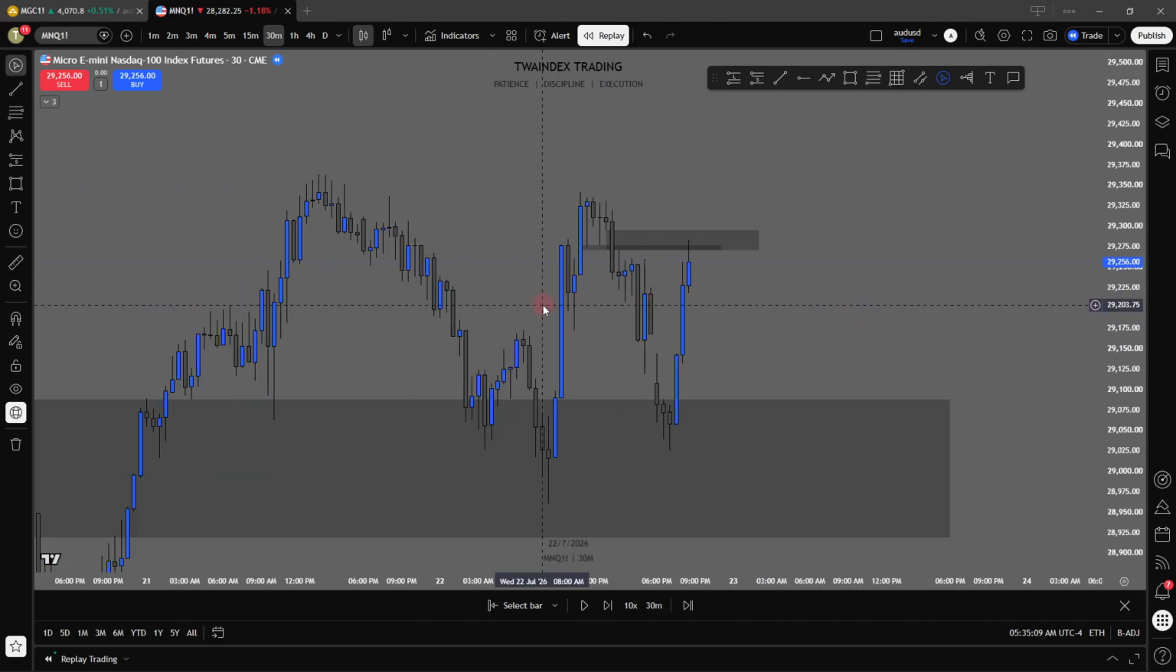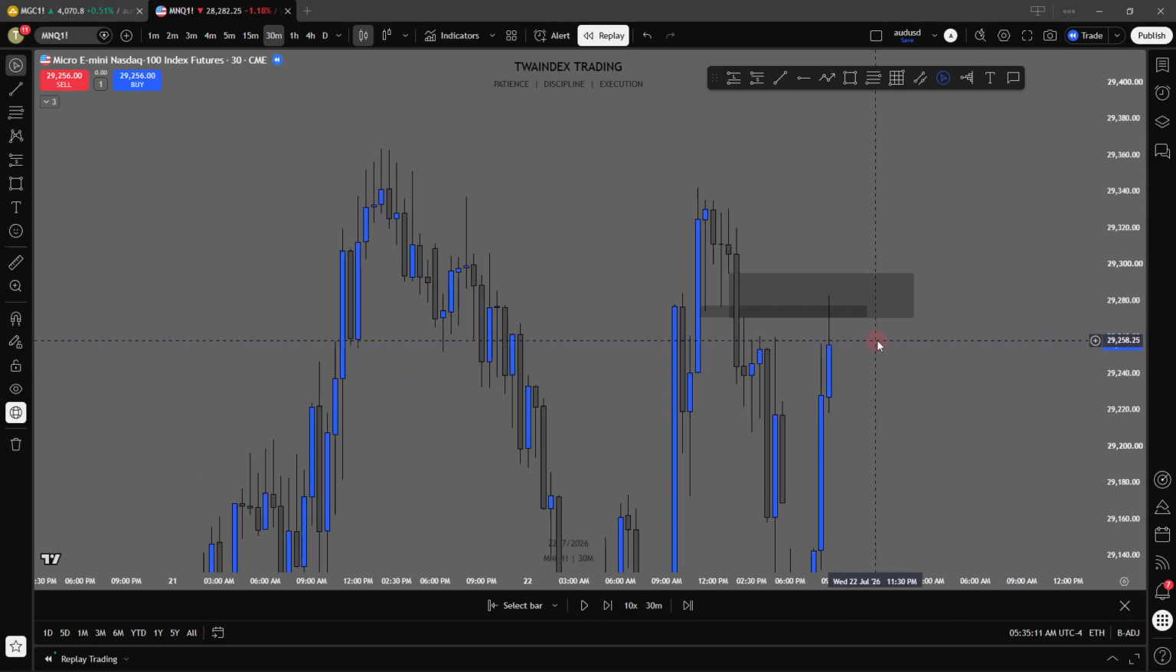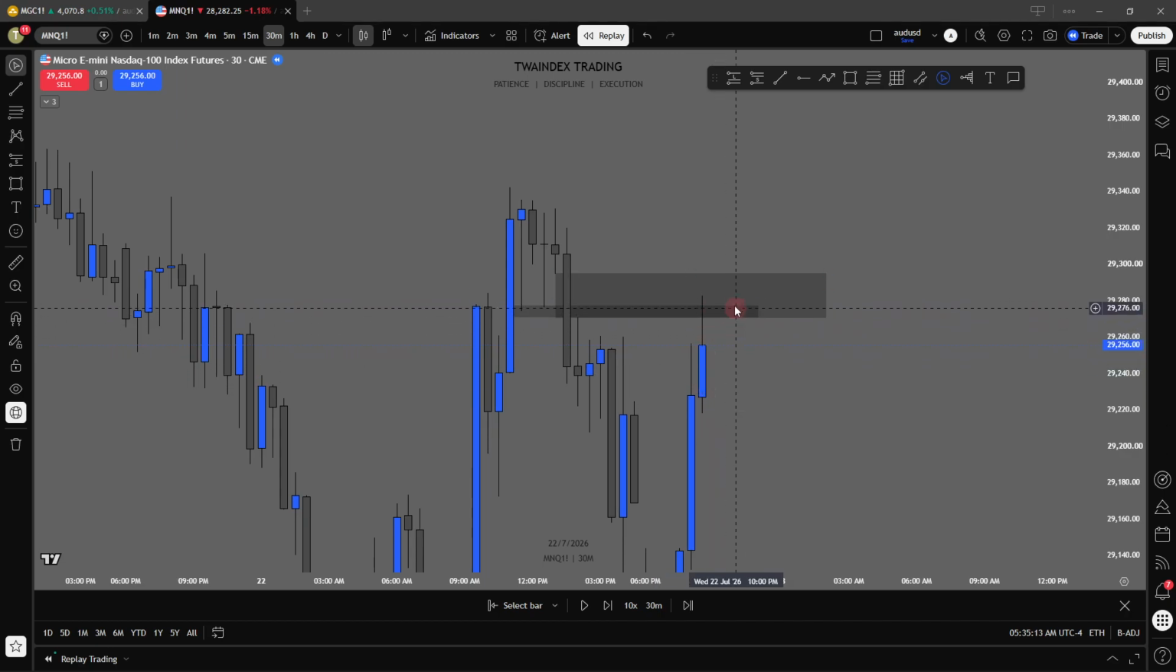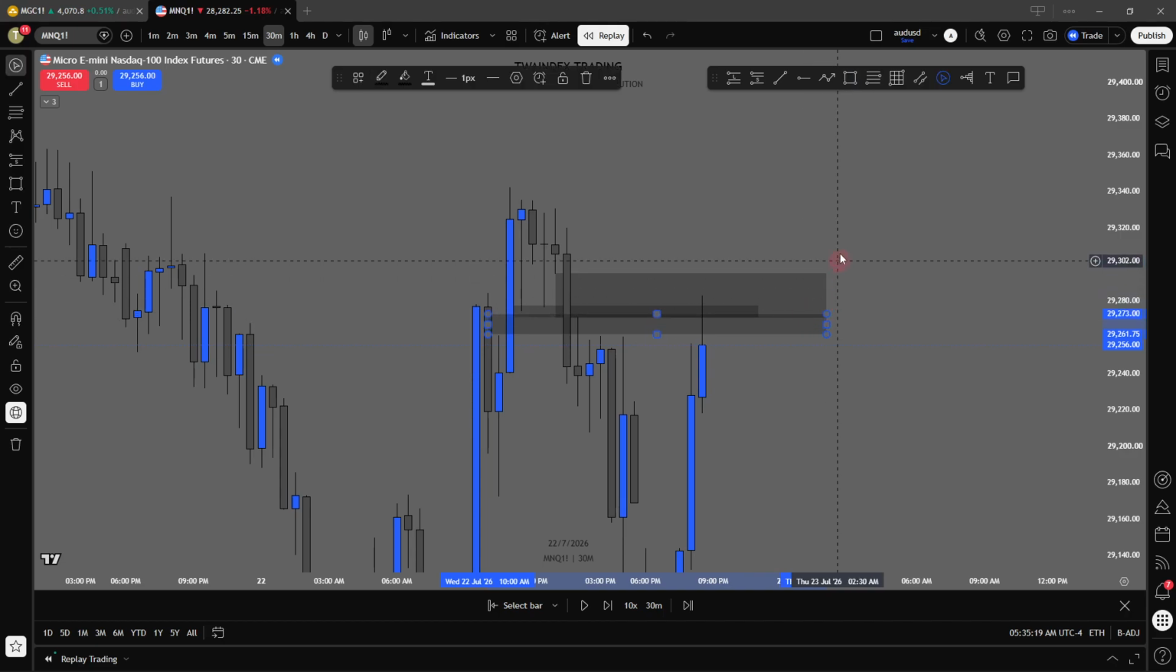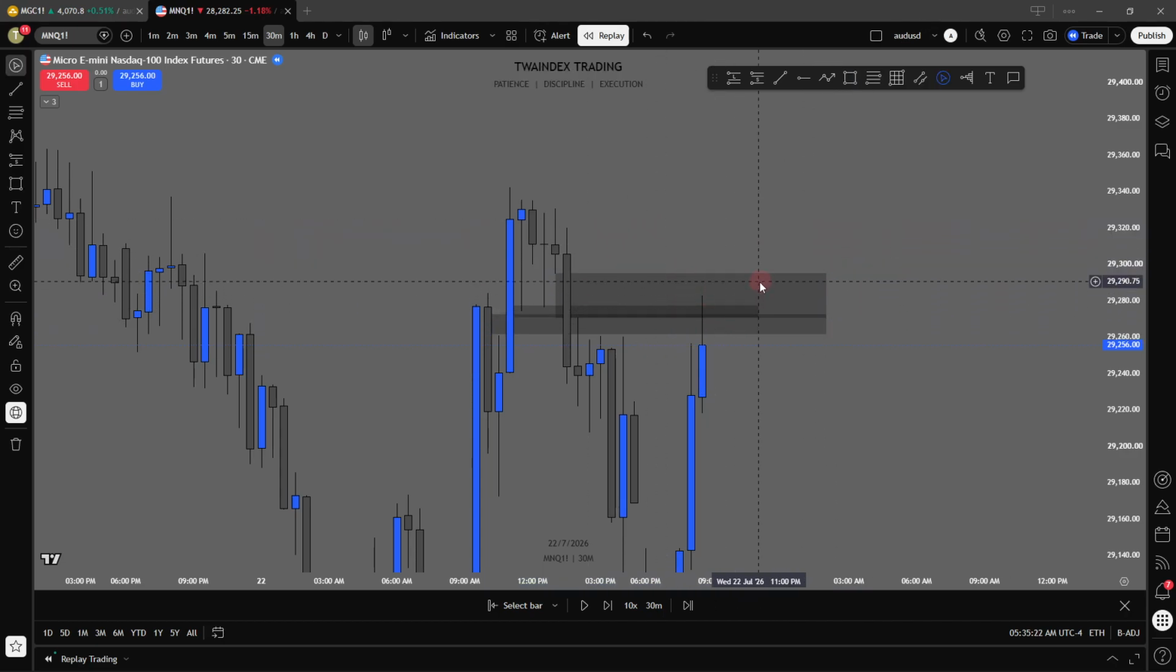So we're still gonna wait. We're gonna pay attention to what we're currently in. We're currently trading inside of this area here. And what do we also see? A 30-minute inverse fair value gap. We have multiple things overlapping right here.